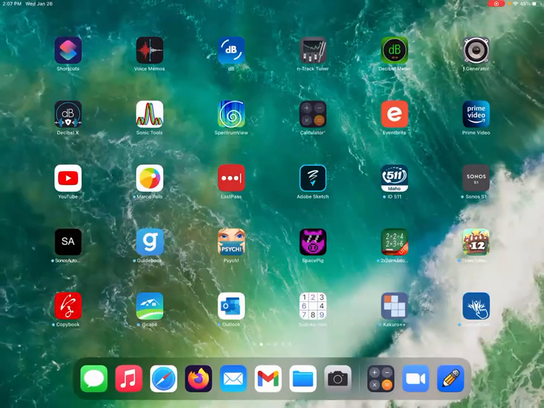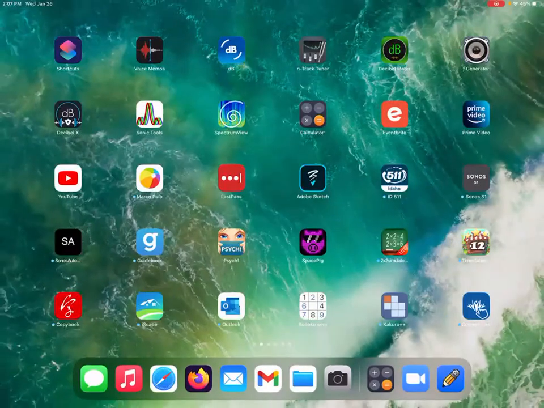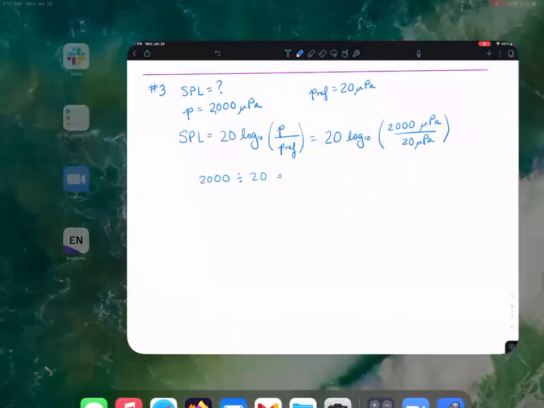So let's do that on the calculator. 2,000 divided by 20 equals. So it should give you 100. Okay, then you press the log 10 button, which gives you 2, and then you times it by the 20 that was out in front, and you get 40.